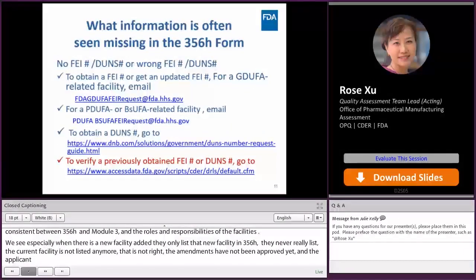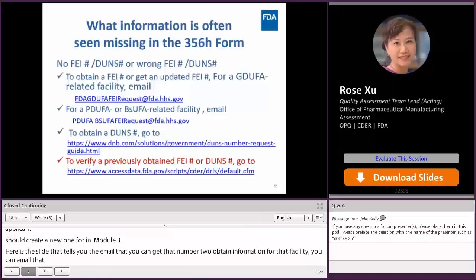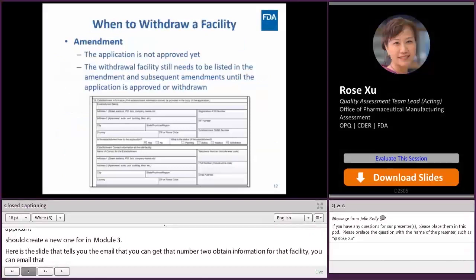So here is the slide that tells you the email address where you can get a FEI number or DUNS number. To obtain an FEI number for a GDUFA-related facility, you can email that address. For a PDUFA or BsUFA-related facility, email a different address. To obtain a DUNS number, I also list this website. If you want to verify a previously obtained FEI number or DUNS number, there's also a website that you can go and check.